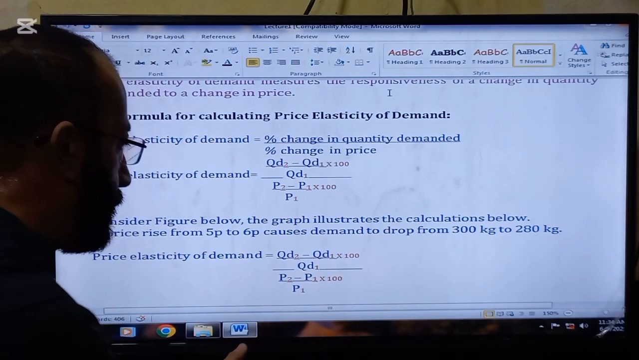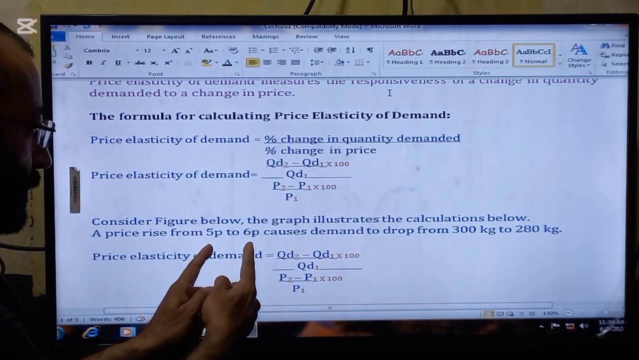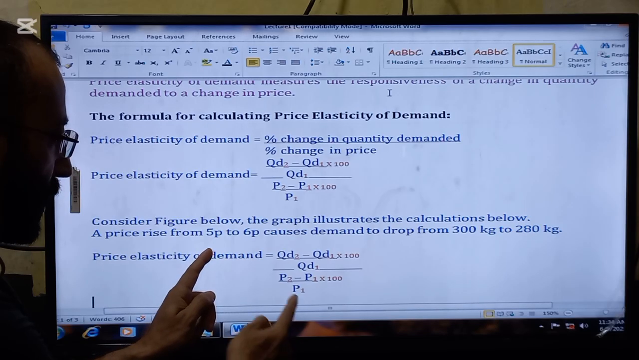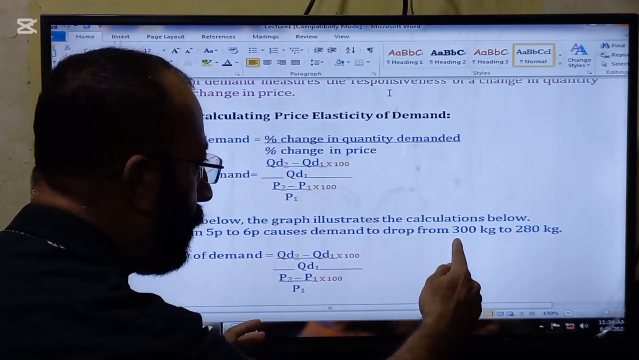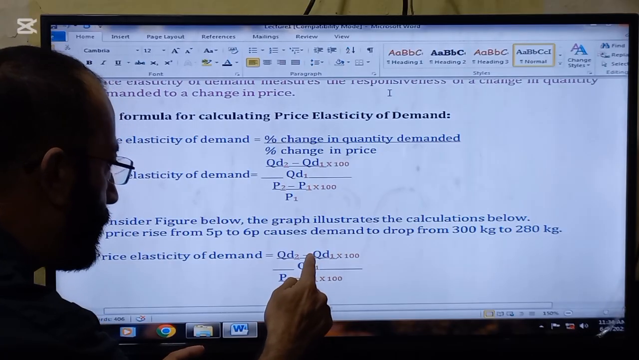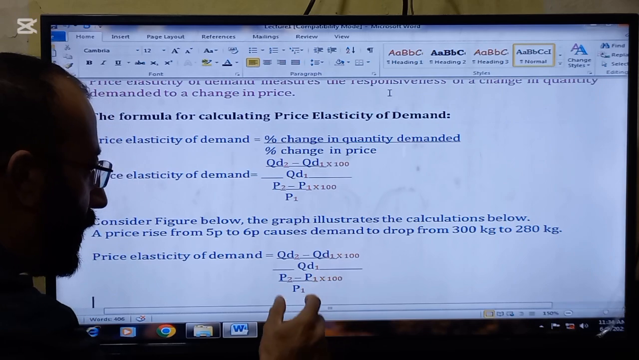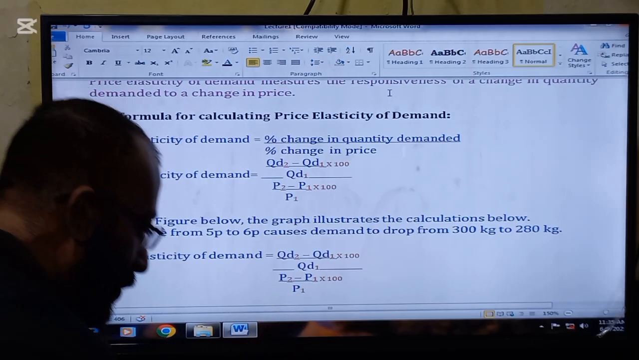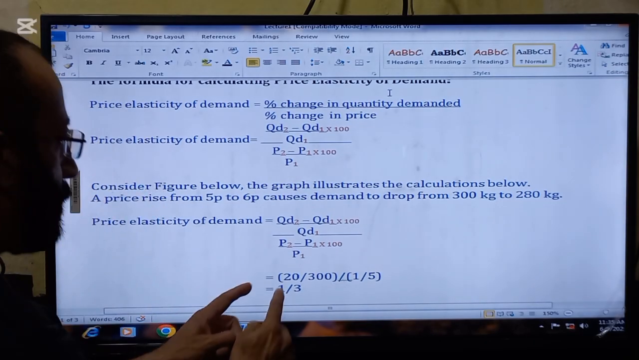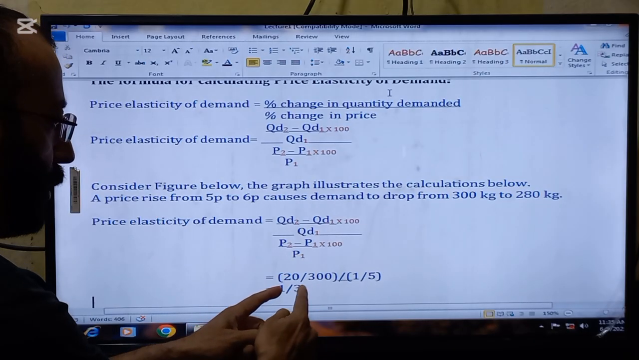Likewise, in this factor, P2 minus P1 is the change. Change is 1. And in the denominator, we will put the original. 5 is the original, so we will put 5 into the denominator. So look now, 20 over 300 will be put here and 1 over 5 will be put here, because this 100 will be cancelled. So look at this, 20 over 300 in the numerator and 1 over 5 in the denominator.